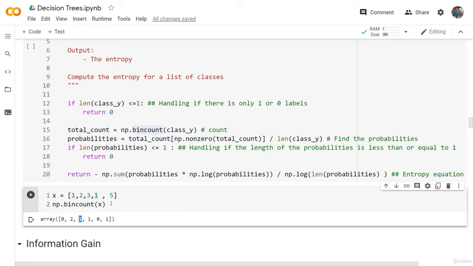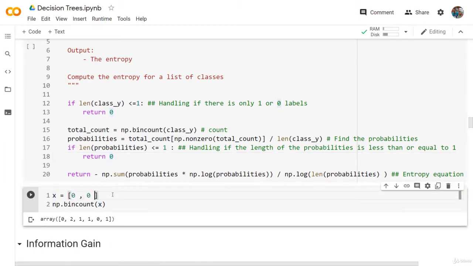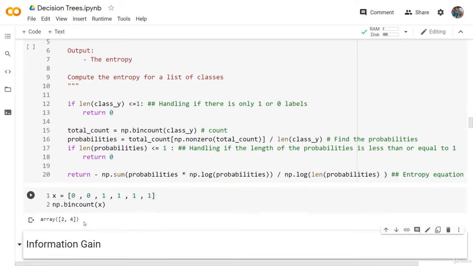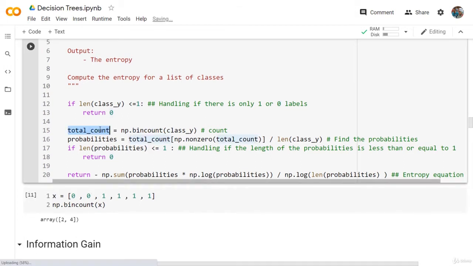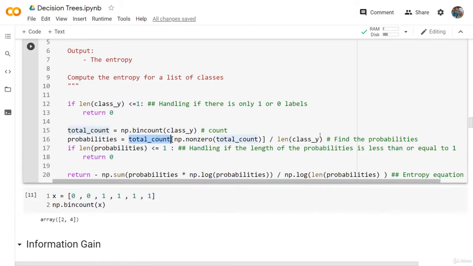And we don't really need to do any extra work. We don't really need to take care of the minimum value or negative values, because in our implementation we only have zeros and ones. So if we have here 0, 0, 1, 1, 1, 1, this will return 2 and 4, because we have 2 zeros and 4 ones. This is the total count. It will return a list that contains 2 numbers. The first number corresponds to the count of zeros, and the second number corresponds to the count of ones.